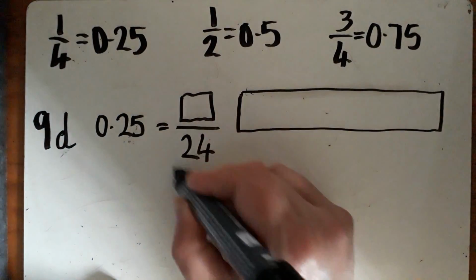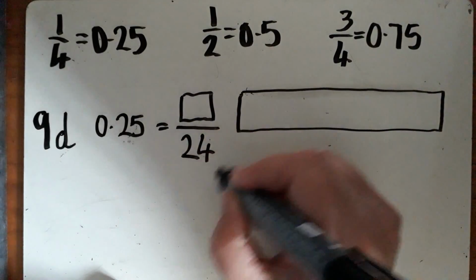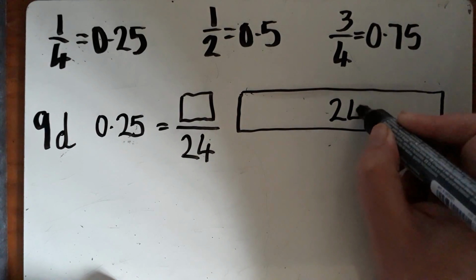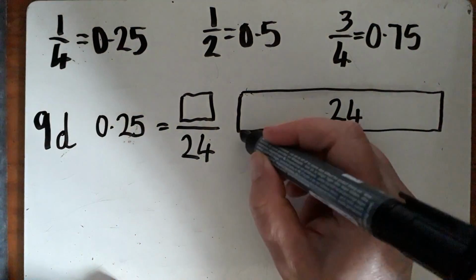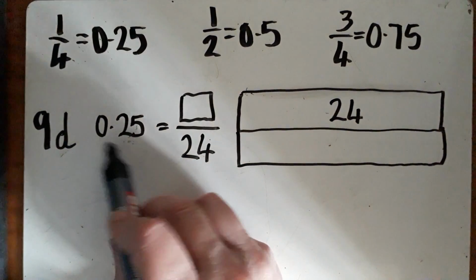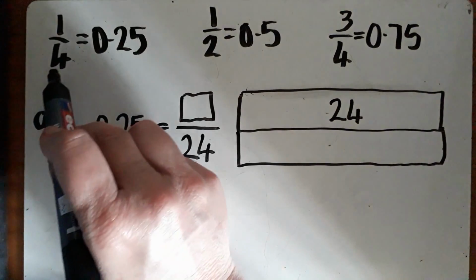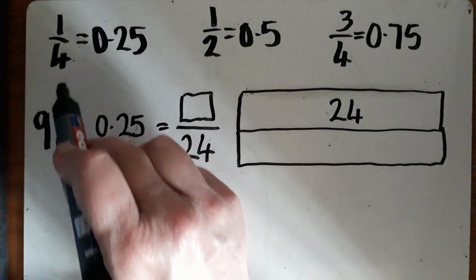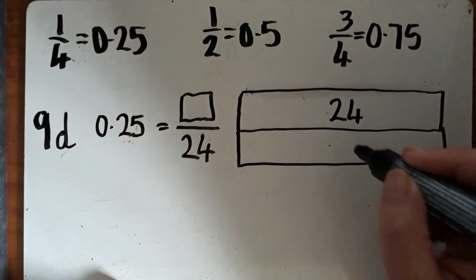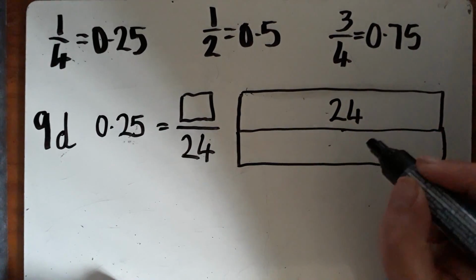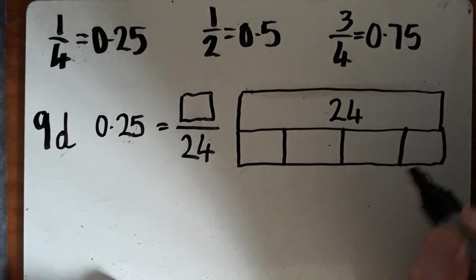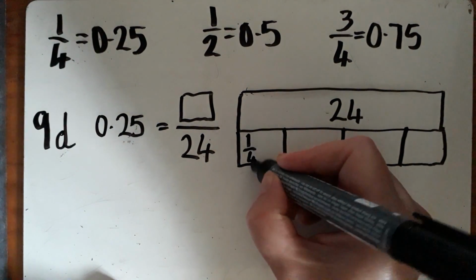Okay, so we know again that the whole of the fraction is 24, and in our second bar I need to know what 0.25 is, and 0.25 is actually a quarter, because that's what we worked out before. So in my second bar I'm going to divide that bar into quarters.